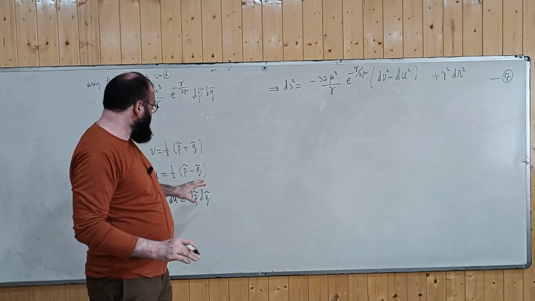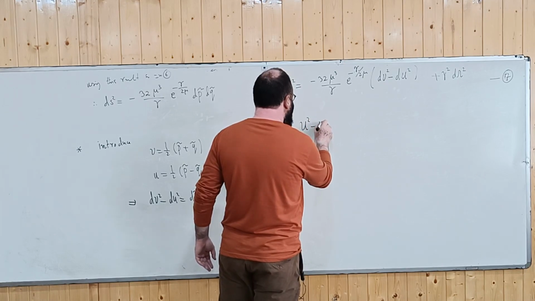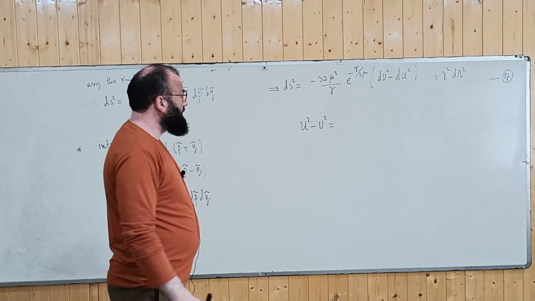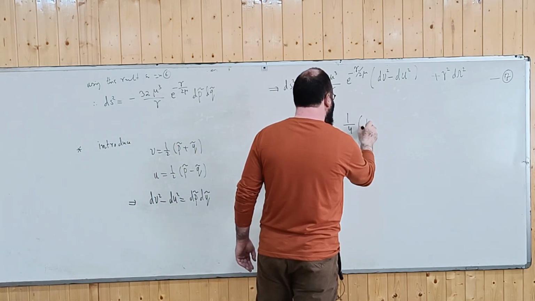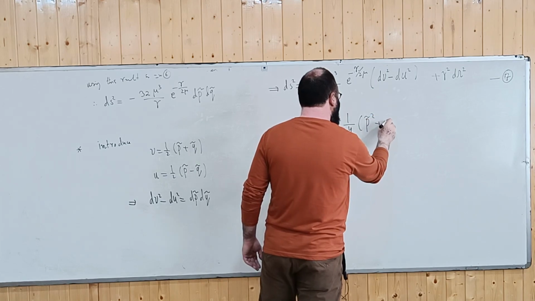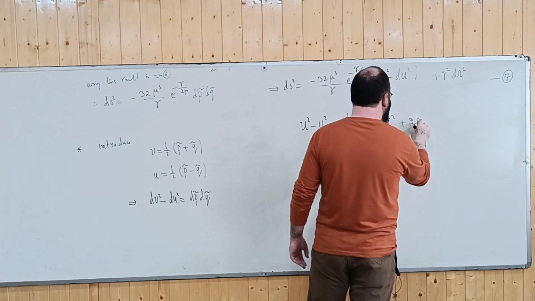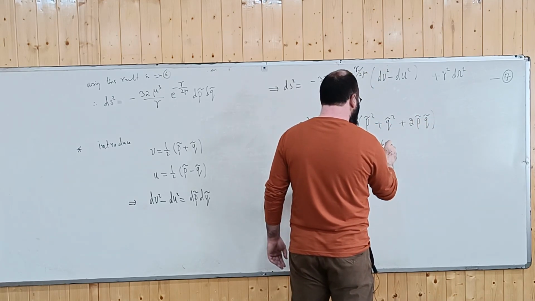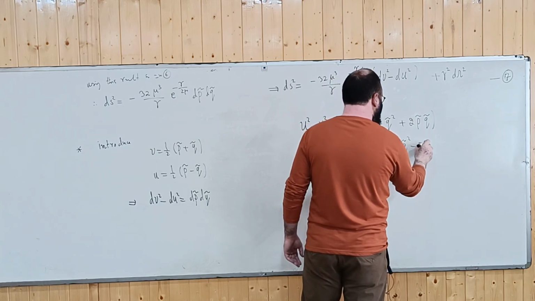Now let's first look at what u square minus v square is. Let's calculate this very object. So it is 1 by 4 of p tilde square plus q tilde square plus twice p tilde q tilde, minus 1 by 4 of p tilde square plus q tilde square minus twice p tilde q tilde.